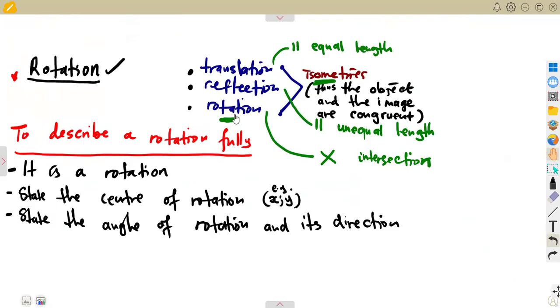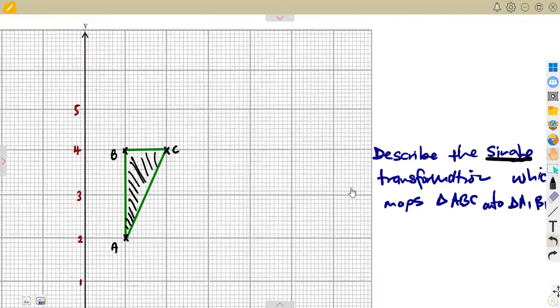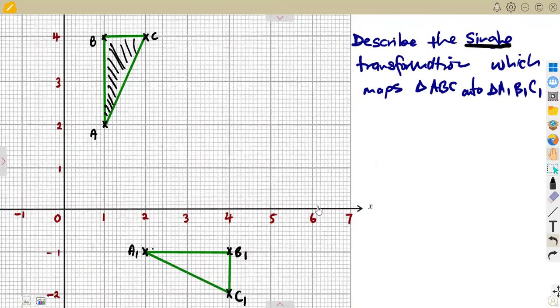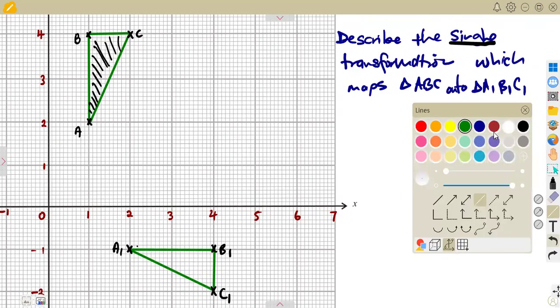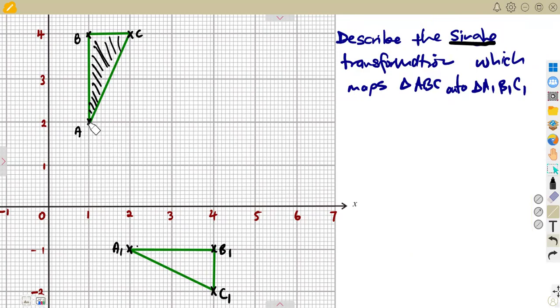To have a final say, we must join our corresponding points. We then conclude from there. For now, we do not have a conclusion. So by joining these points, we can conclude whether this is a rotation, a translation, or a reflection. A to A1, you join using broken lines. Do the same thing for B to B1 using broken lines, and also join C to C1 using broken lines.